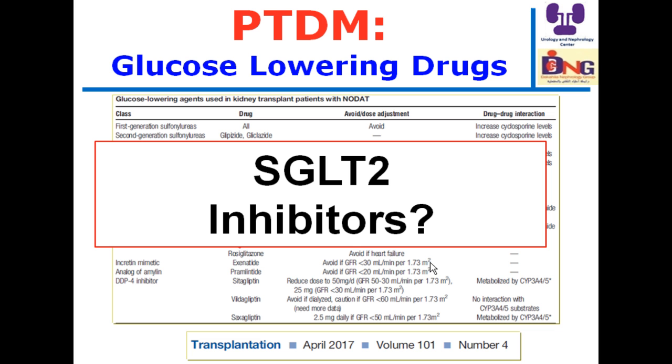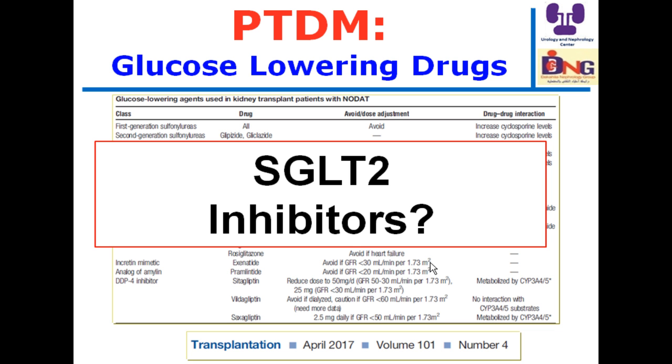Alpha glucosidase inhibitors, avoid if GFR is less than 30 ml per minute. Meglitinide, repaglinide, cautious titration, start with 0.5 milligram if GFR is less than 40. Repaglinide level increases with cyclosporin. So these are interesting interactions. Nateglinide, cautious use if GFR is less than 60 ml per minute, and nateglinide level increases with cyclosporin. So cyclosporin increases the risk of hypoglycemia if we use meglitinides.